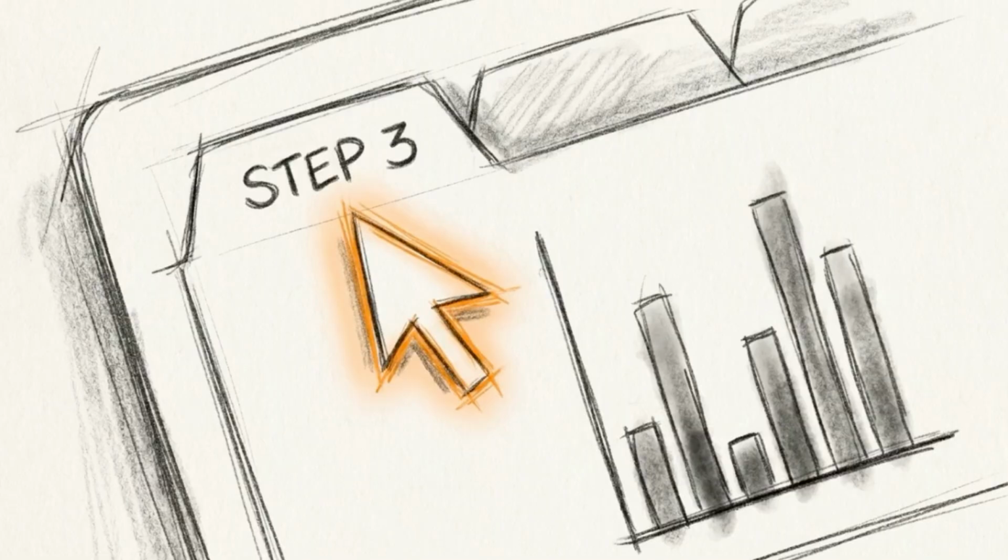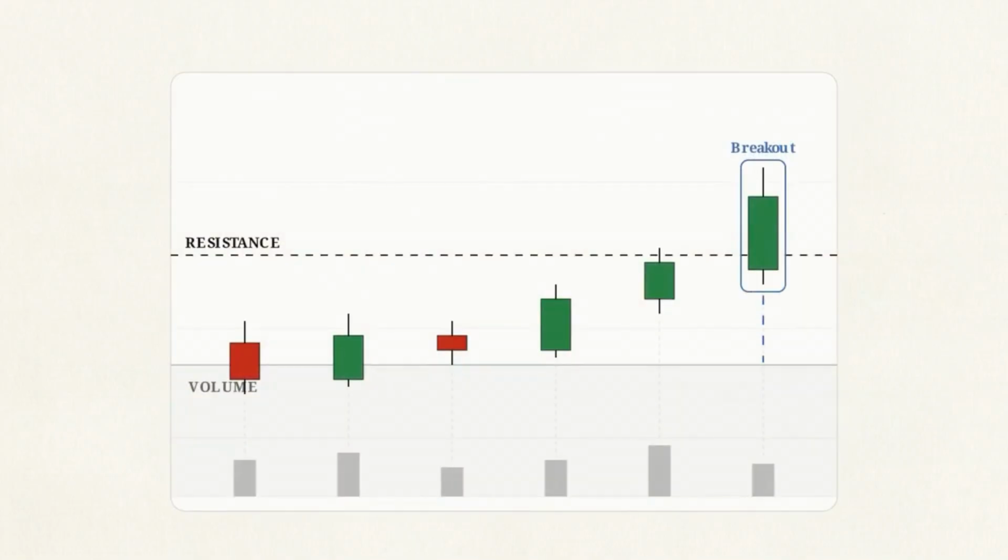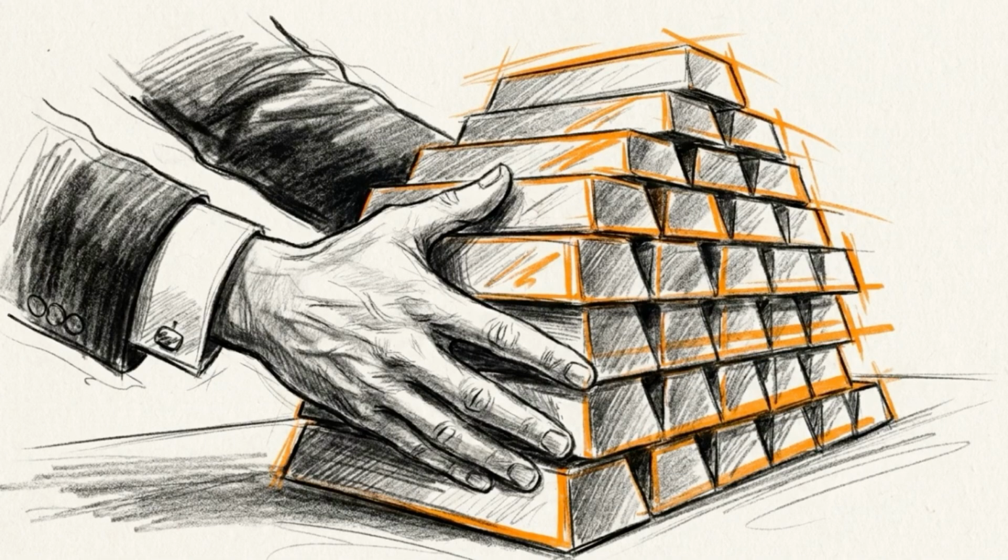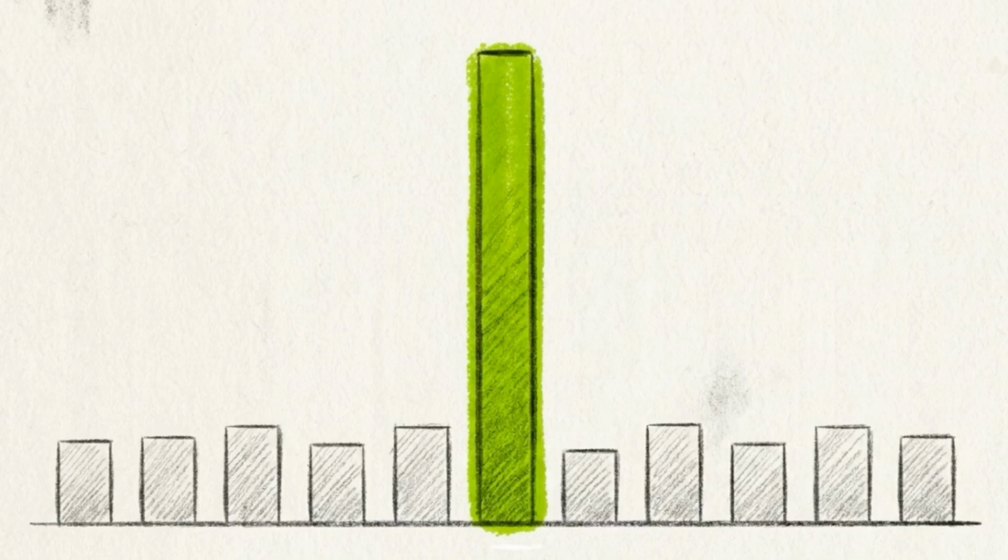Step 3 validates the actual physical strength of the move. For this, we look at the volume bars plotted directly beneath the breakout candle. Market makers manipulate the price chart with ease, but when they inject hundreds of millions of dollars into an asset, they leave a massive footprint in the volume data. They cannot hide that execution.